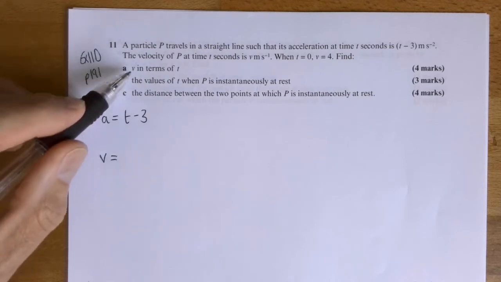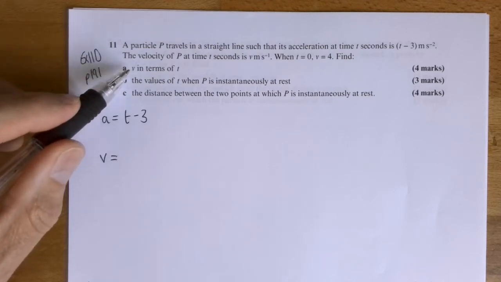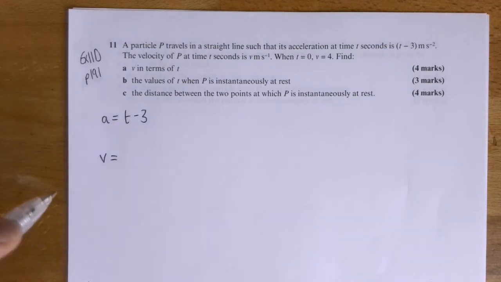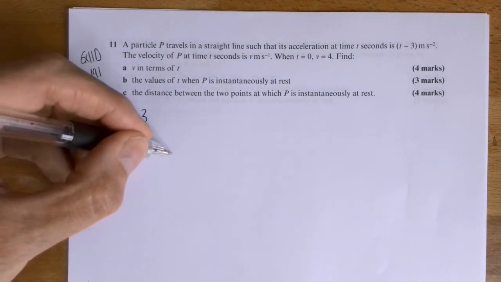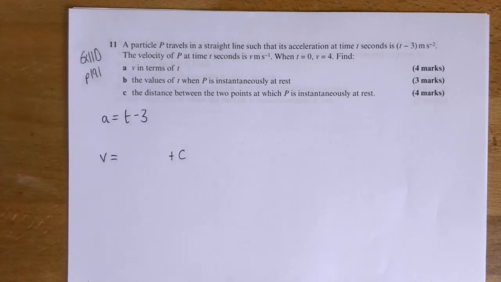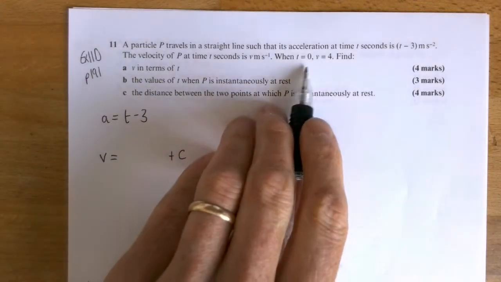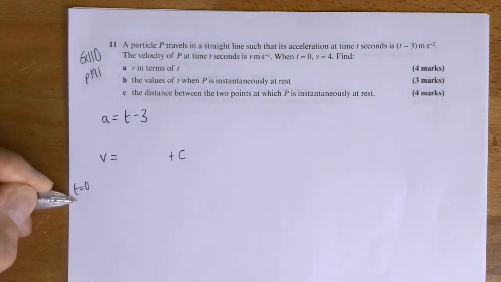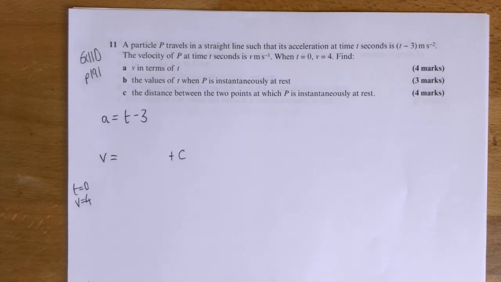So to start with, to find v in terms of t, can I get you to integrate the a equals formula? That will give you a plus c equation, but we're told that when t is 0, v is 4, so you should be able to work out the value of c. I'm going to pause and get you to have a go at that.